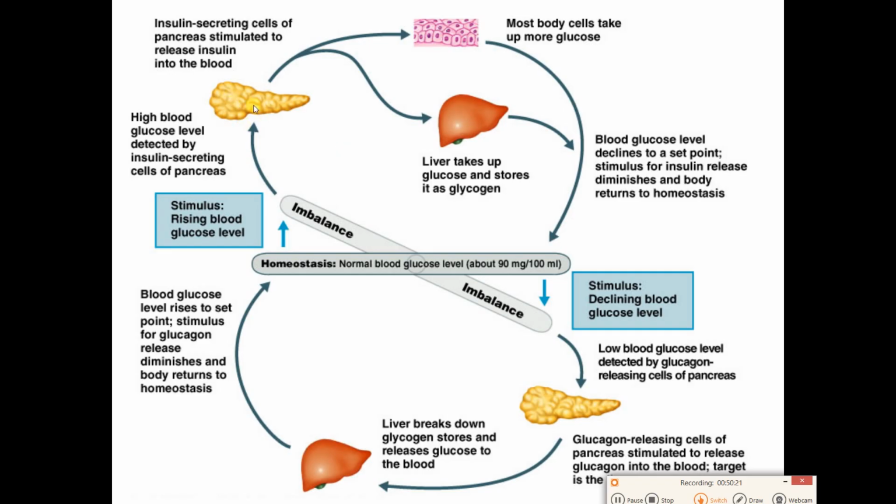The pancreas is playing the role of the receptor and the control center. Insulin is the communication between the pancreas and the liver. So between control center and the effector, insulin is acting as our efferent pathway. And we got a similar situation, I'm not going to go through it, with a decline in blood glucose. Fantastic.